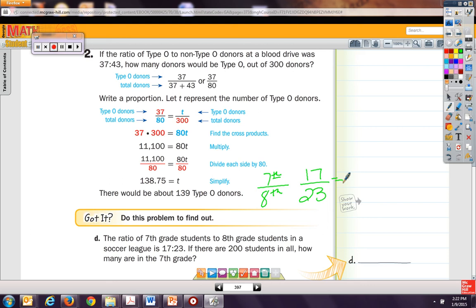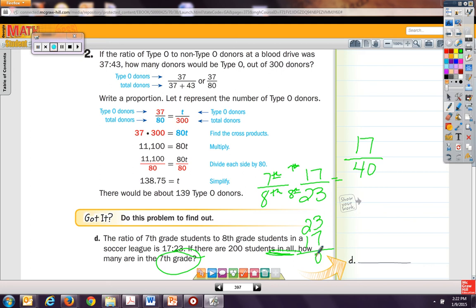So this is going to be a little bit different. This right here is telling me 8th grade students. This is telling me 7th grade students. But this says in all. I'm looking for 7th grade, so I have to look back and see what I need to use. So 17 of my students are 7th grade, and that's 17 out of 40, because I added 23 and 17 to figure out how many total students I have.